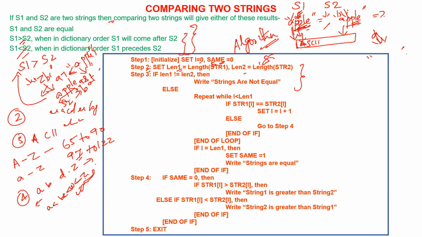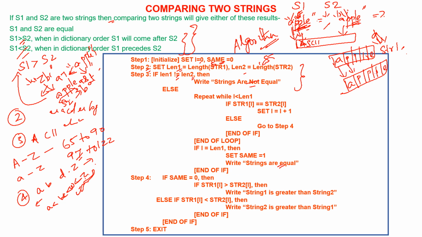So step 3, if length 1 is not equal to length 2, then you will write, the strings are not equal, else you can go for your comparison. So first you have to check the condition whether strings are equal. How will you find the strings are equal? For example, I am just writing in memory APPLE as string 1, right? And the second string is also A, P, P, L, E. Okay, so how can you compare it?